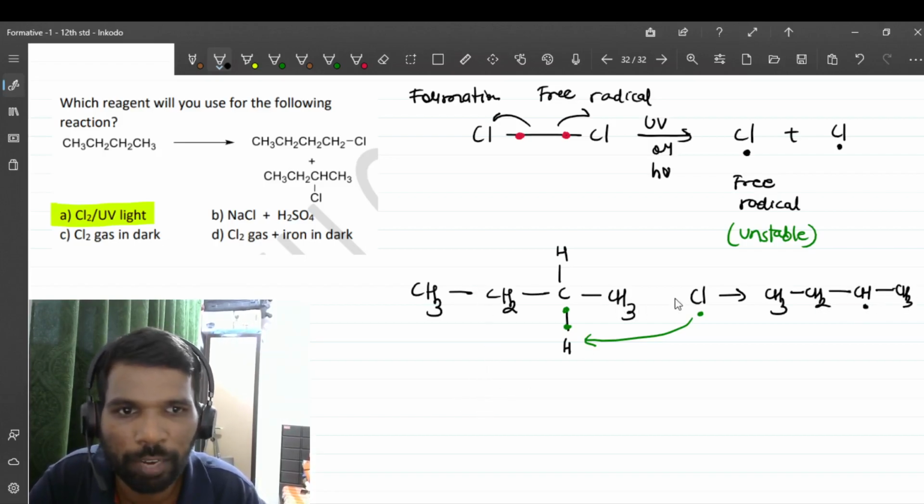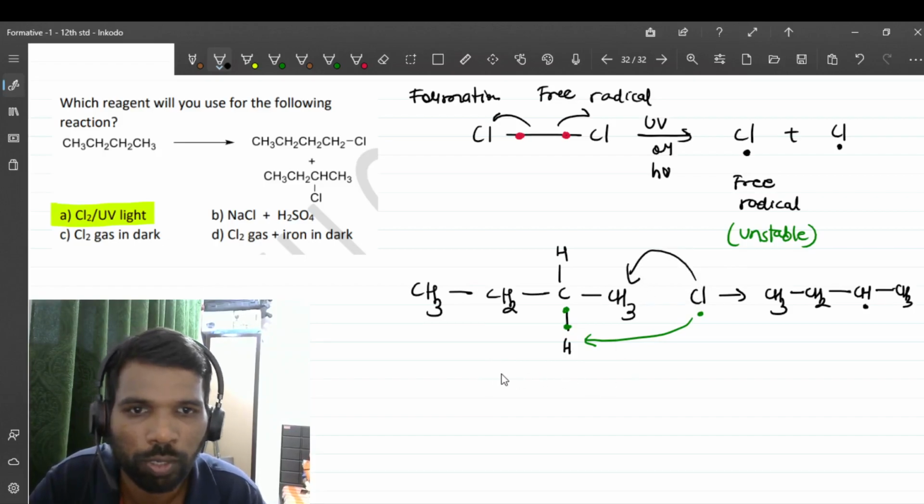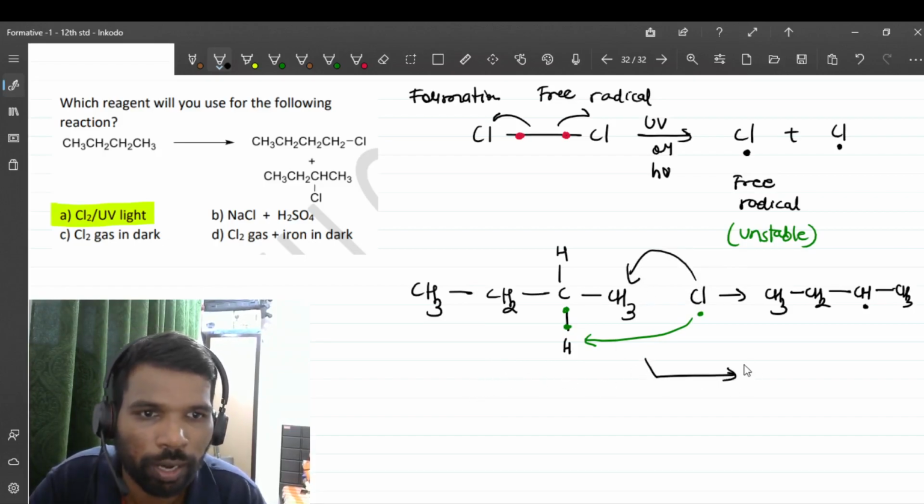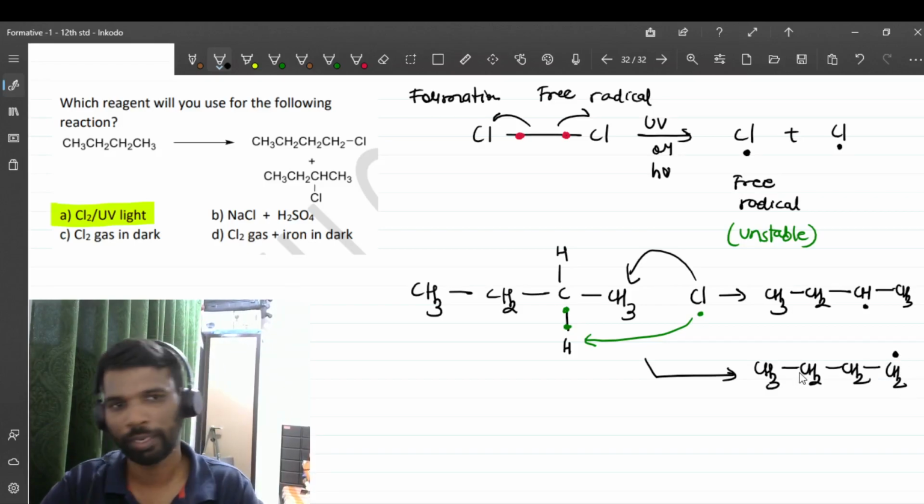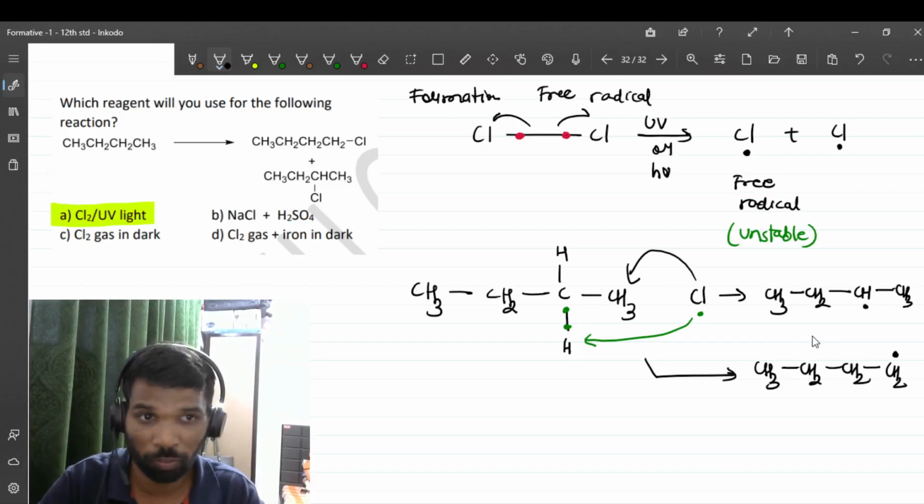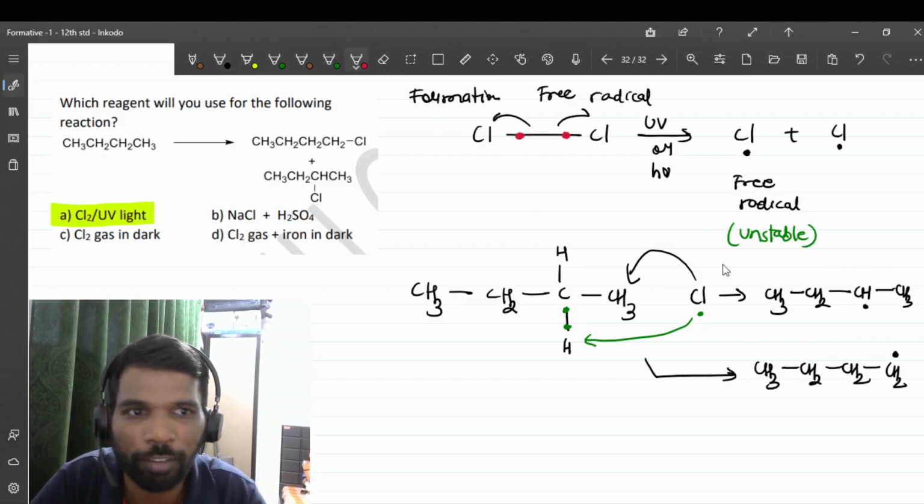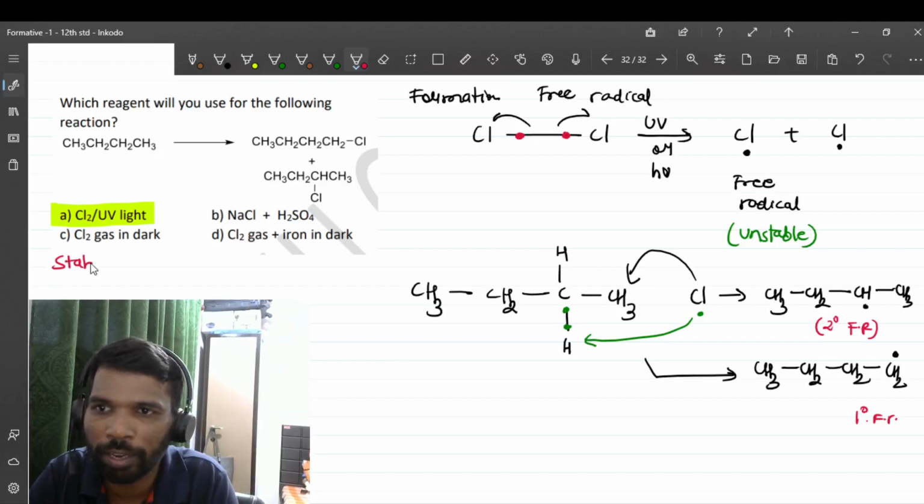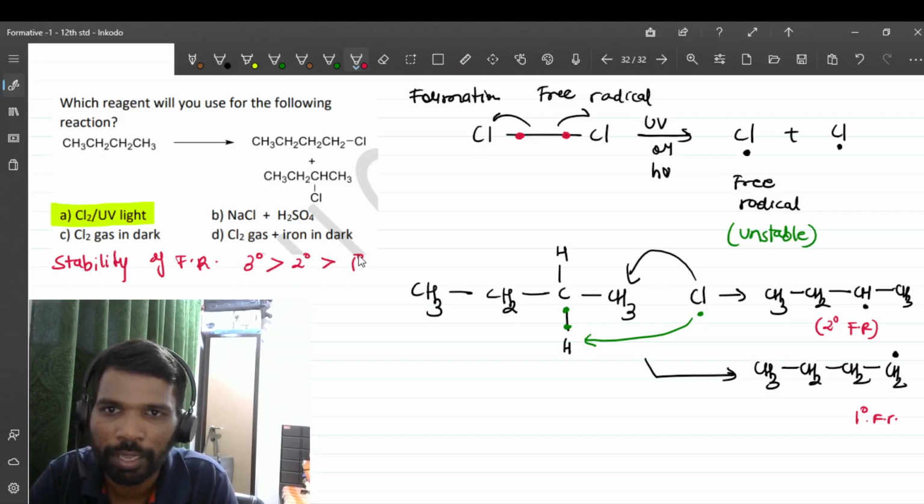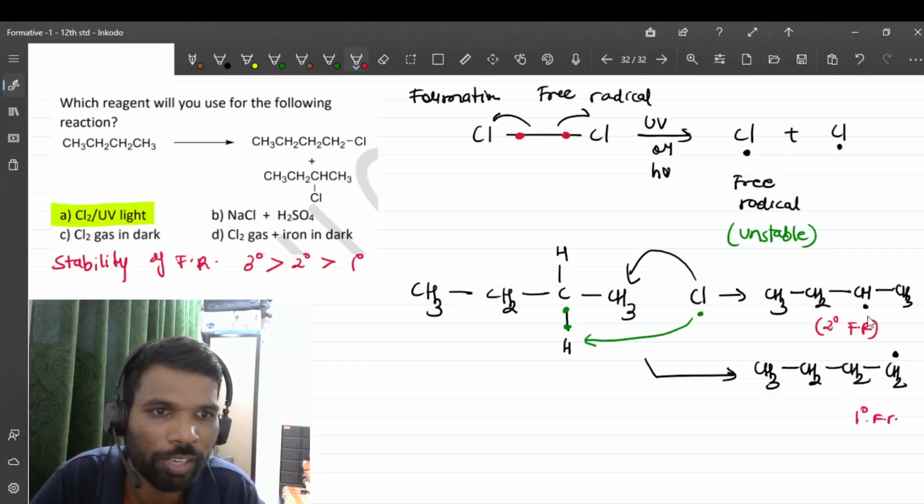And the other possibility is that the free radical can react with this carbon also, right? So this will lead to another kind of free radical, that is CH3, CH2, CH2, CH2, and here is the free radical. So what happens in this process? There are two kinds of free radical. This is a secondary free radical, and this is a primary free radical. The stability of free radical, I'll write over here. Stability of free radical is in this order: tertiary is more stable than secondary, and least is primary. So among these, the secondary is more stable.